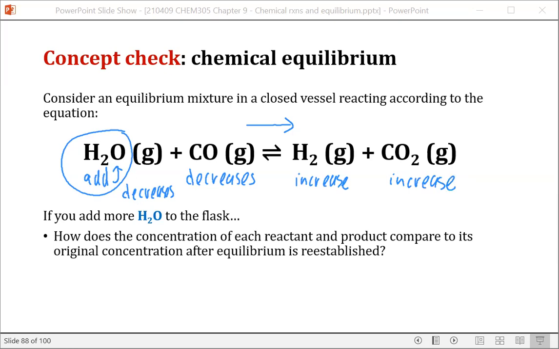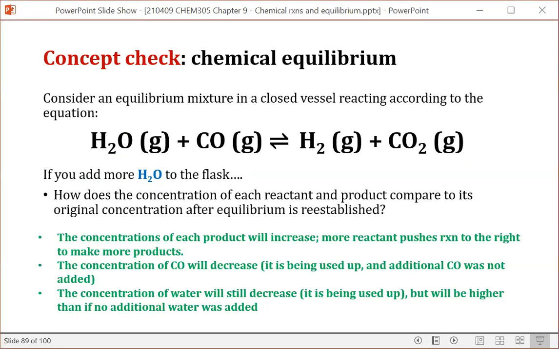So what we want you to be able to do with Le Chatelier's principle is we're going to go through some different conditions that can push reactions to the left or to the right. And we want you to be able to predict what's going to happen to each of the reactants and products. Are their concentrations going to go up or down? Is the reaction rate to the left or to the right going to be sped up? And this is just talking you through that answer for this slide and this concept check.